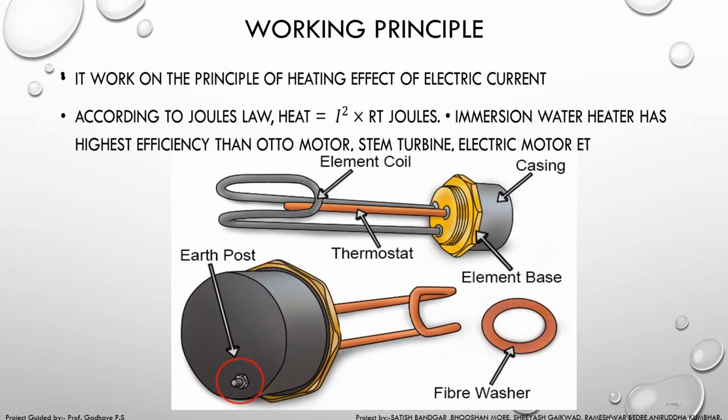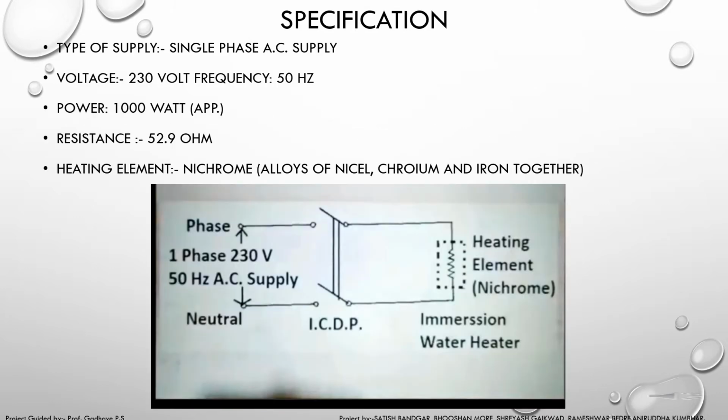According to Joule's law, heat is equal to I square R T joules. An immersion water heater has a higher efficiency than an automotive engine, steam turbine, electric motor, etc. Specification. Type of supply: single phase AC supply, voltage 230 volt, frequency 50 Hz, power 1000 watt, resistance 52.9 ohm, heating element nichrome, an alloy of nickel, chromium and iron together.